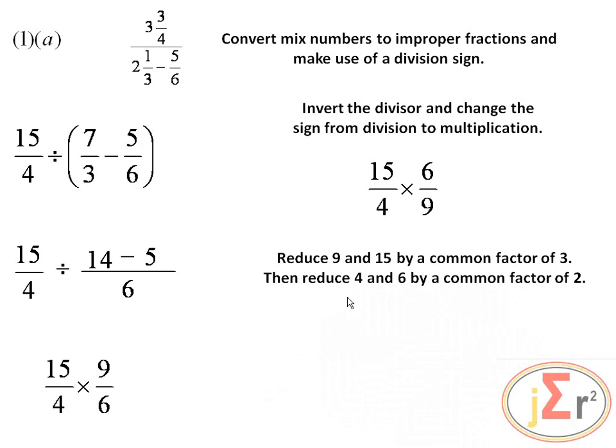Reduce 9 and 15 by a common factor of 3. Then reduce 4 and 6 by a common factor of 2. 3 into 15 is 5, and 3 into 9 is 3. 2 into 4 is 2, and 2 into 6 is 3. Of course, these threes will cancel each other, and the answer is 5 over 2.